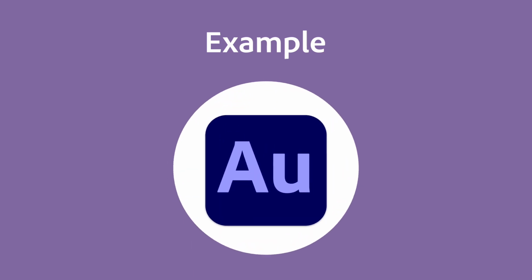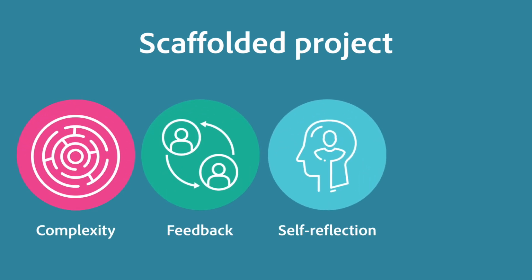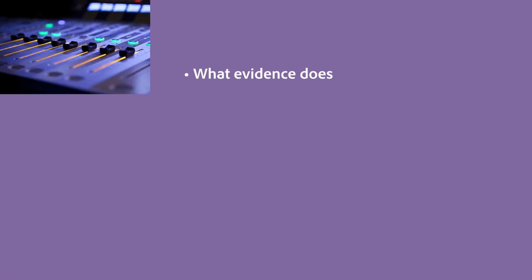Here is an example of an effective sequence or scaffolded learning project where students create their own podcast using Adobe Audition. The series of activities walks students through 4 stages of a scaffolded project, each intentionally designed to grow in complexity, provide time for feedback and self-reflection, and build on previous work. First, students analyze the credibility of a podcast.